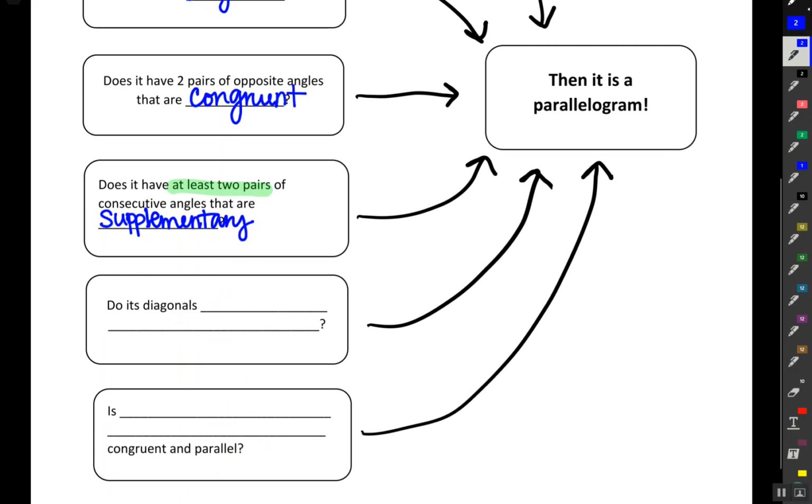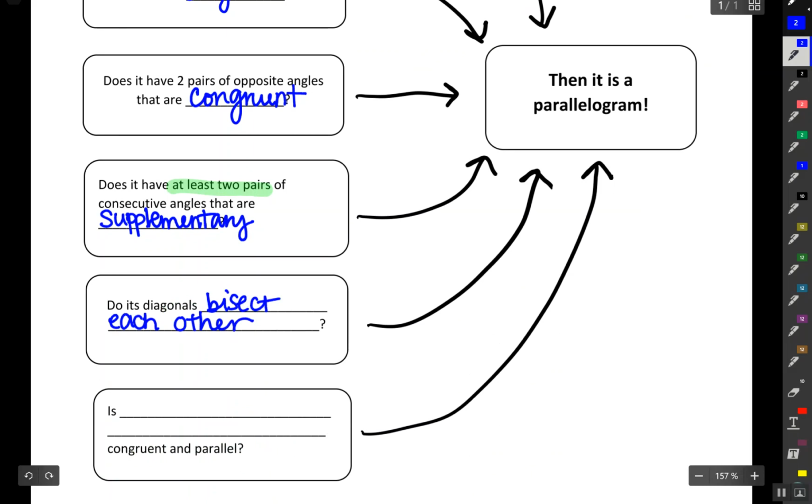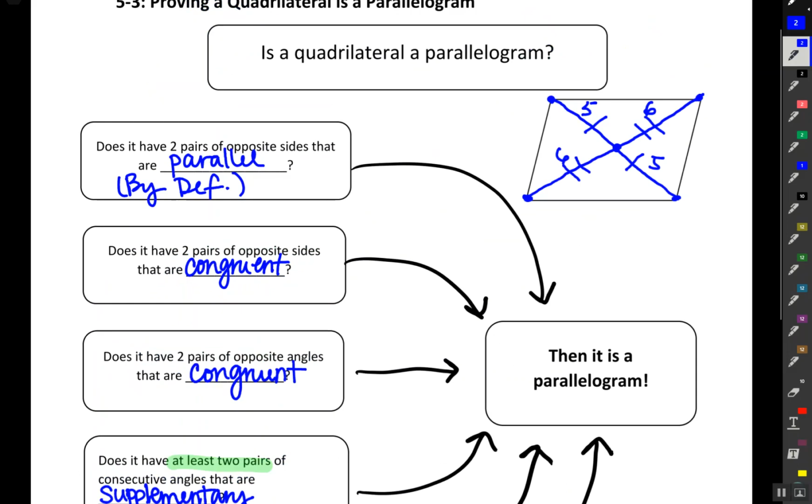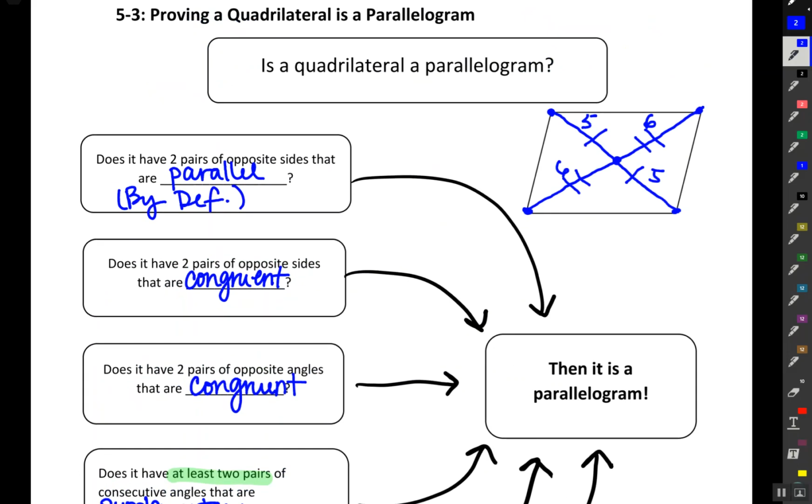If that's 6, that's 6. So we can check, do its diagonals bisect each other? Or if you prefer, cut in half. Okay. If you see this, it has to be a parallelogram. In fact, this is one of my favorite ways to draw a parallelogram.